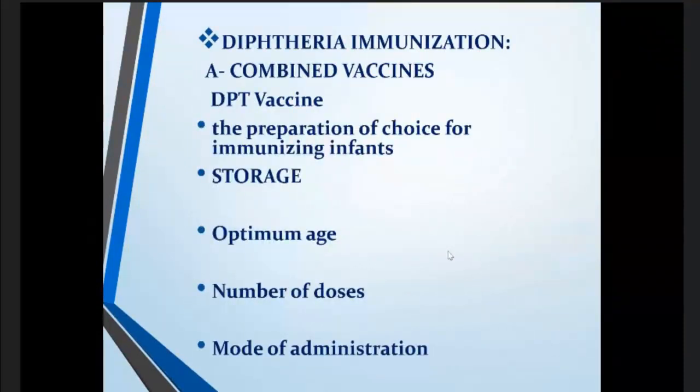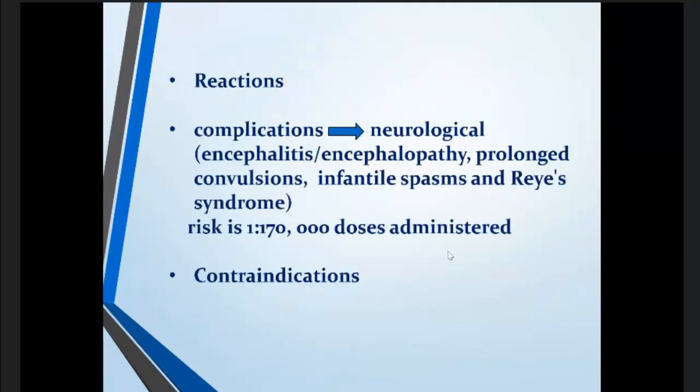Okay, so the vaccine is usually given at 2, 4, and 6 months of age, and then it is given also at 15 or 18 months of age, and then at school entry or preschool at 4 to 6 years of age. Of course, you will take the whole schedule within the expanded program of immunization lecture. Regarding reactions, there may be neurological reactions like encephalitis, encephalopathy, prolonged convulsions, infantile spasm, and Reye's syndrome.